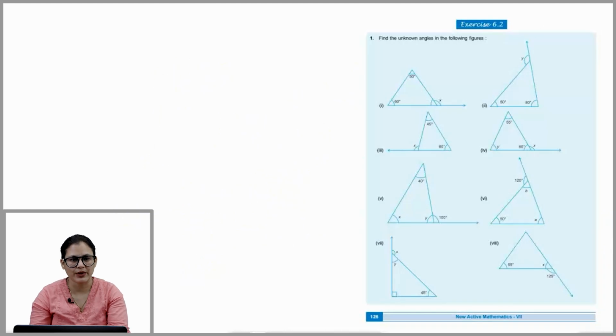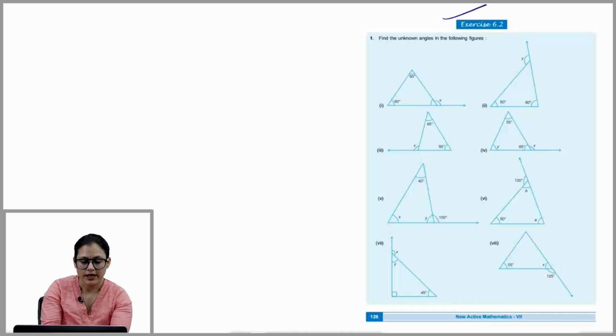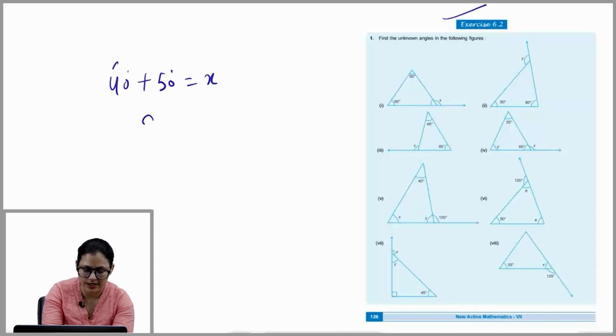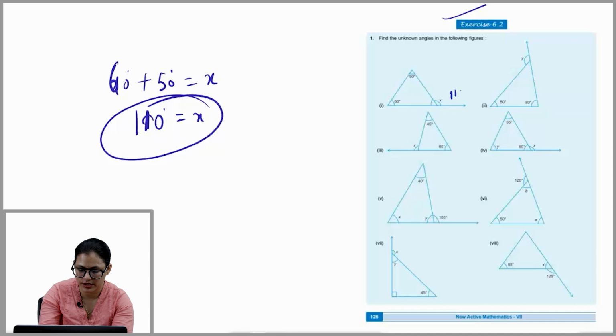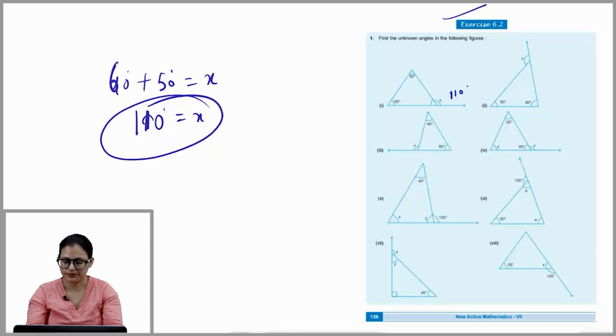Let's do exercise 6.3. Find the unknown angles in the following figures. Okay, you have to find this exterior angle, and you know the sum of opposite interior angles is always equal to the exterior angle. So 40 plus 50, oh, it's 60 actually. 60 plus 50 is 110 degrees. That means x is equal to 110 degrees, right, students?